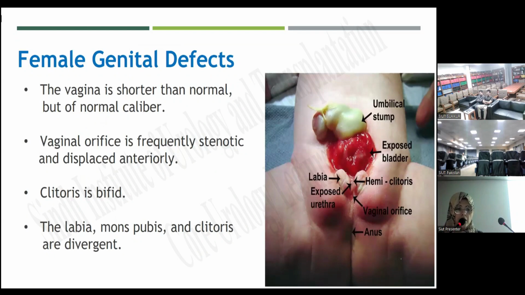Female genital defects include a shorter vagina that is of normal caliber and a stenotic vaginal orifice that is displaced anteriorly. The clitoris, labia, bones, pubis, and the clitoris are divergent. Fallopian tubes and ovaries are usually normal.